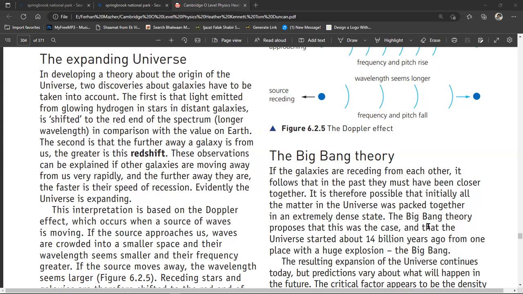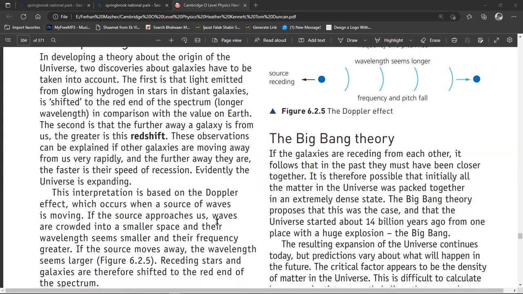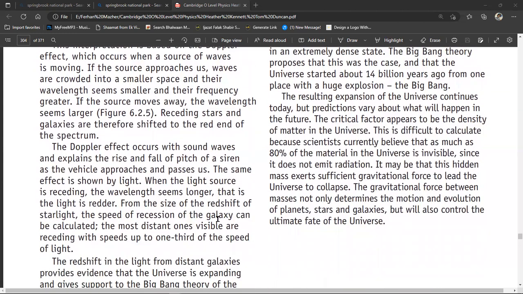This interpretation is based on the Doppler effect, which occurs when a source of waves is moving. If the source approaches us, waves are crowded into a smaller space, and their wavelength seems smaller and their frequency greater. If the source moves away, the wavelength seems larger. Receding stars and galaxies are therefore shifted to the red end of the spectrum. You see, the red color has the longest wavelength, and its frequency is lowest.